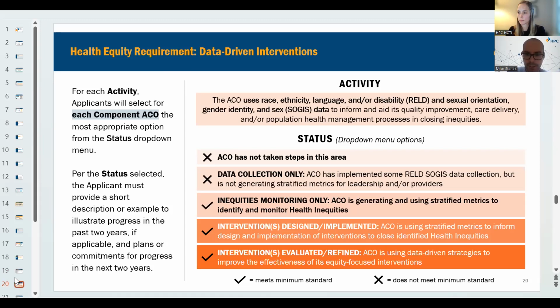Moving on to the final two status options, these entail achievement of all prior milestones, as well as beginning to implement interventions or modifications to existing population health management programs to close a health inequity, and then subsequently scaling or refining those interventions over time. As I mentioned earlier, we'll ask for some additional narrative providing more context for how the ACO is achieving the indicated status and what progress it anticipates making in the coming 2 years. And as we note here, this year we will ask ACOs to provide responses across all of their component ACOs. So each component ACO will have a row in the template as you saw. Next slide, please.